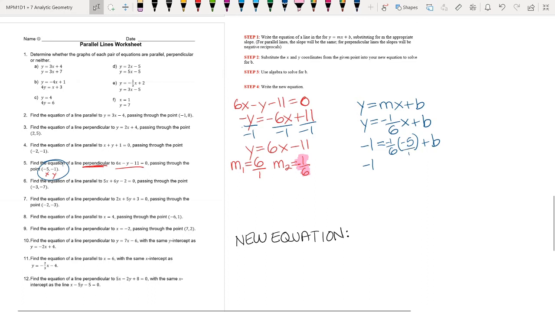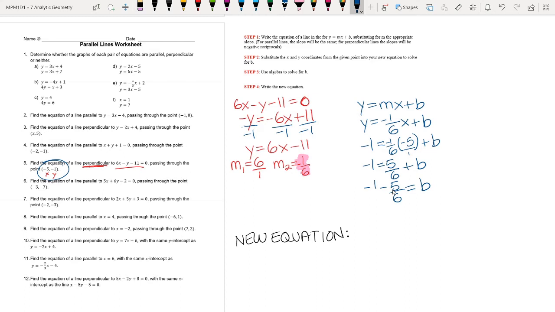And so now I'm going to multiply negative 1 over 6 by negative 5. Remember, negative 5 is just negative 5 over 1. And so when I do this, I get negative 1 times negative 5 gives me positive 5. And 6 times 1 gives me 6. And so I have negative 1 equals 5 over 6 plus b. I want to get b by itself, and so I'm going to subtract 5 over 6 from both sides. Negative 1 subtract 5 over 6 is equal to b.